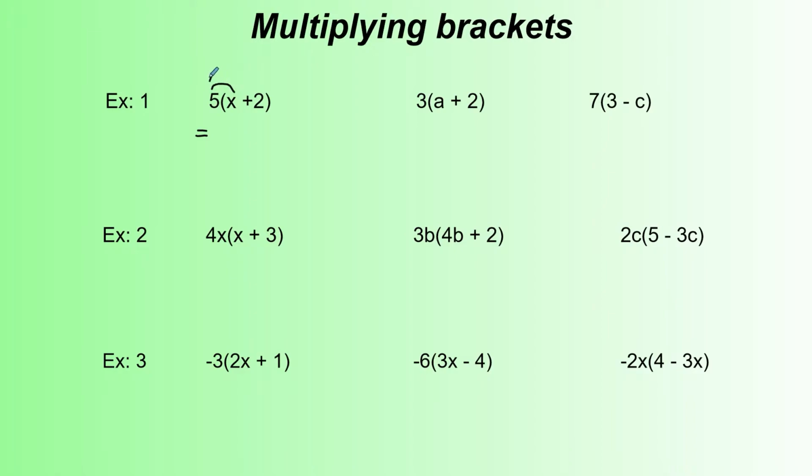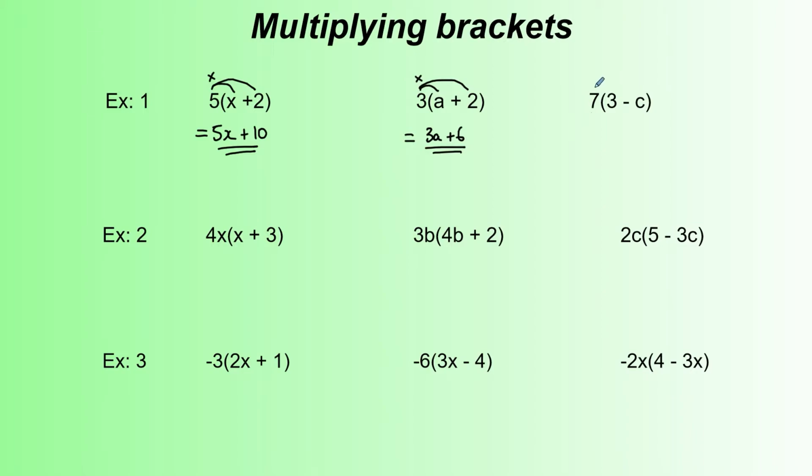So we're going to do it in order. We're going to do 5 times x is 5x. Then we've got a plus sign in the middle. 5 times 2 is 10. And that's all we're doing there. That's your final answer. You don't have to do anything further. Okay, so the next step, 3 times a is 3a. Plus sign in the middle. 3 times 2 is 6. And we've got 3a plus 6 as our final answer.